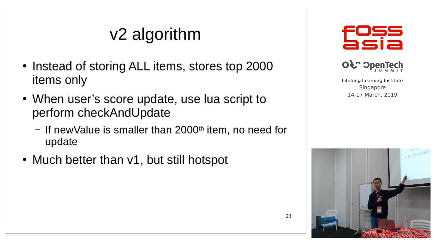And the drawback of V2 compared to V1: if we find there is a user cheating, and that user is in the top 2,000, the whole list needs to be rebuilt from our main database. Because if there is a user cheating and we close their account, there are no longer 2,000 records in that sorted set. And of course, we need to fill in the data from our main database, which is very costly, but it really happened.